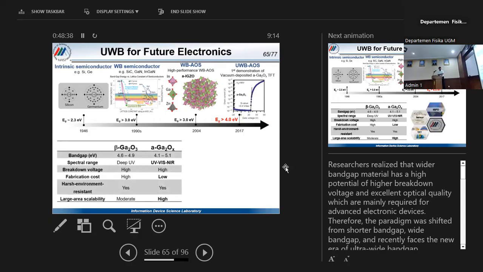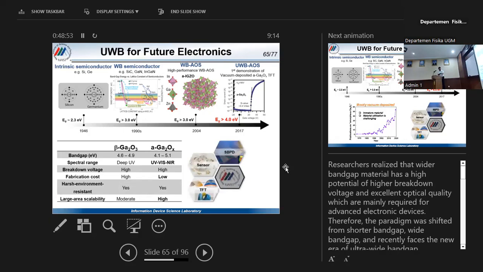So for example, for harsh environment resistant applications, for example, in space or in very harsh environments. So they can be used for solar blind photodetectors, sensors, and TFTs. Now the problem is, of course, if you have a very large bandgap, normally you will think that it will be an insulator, right? So how do we transform that into a semiconductor?